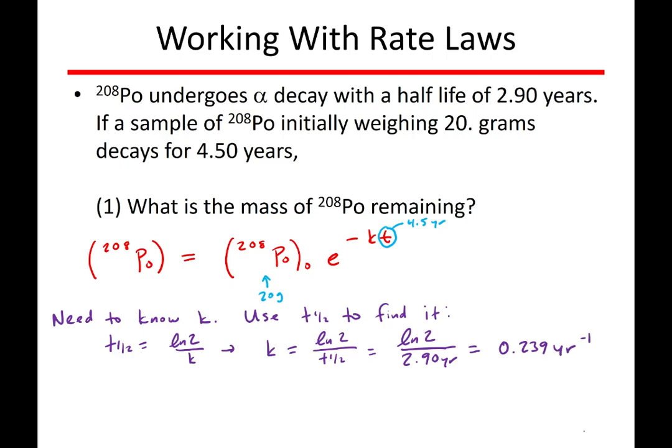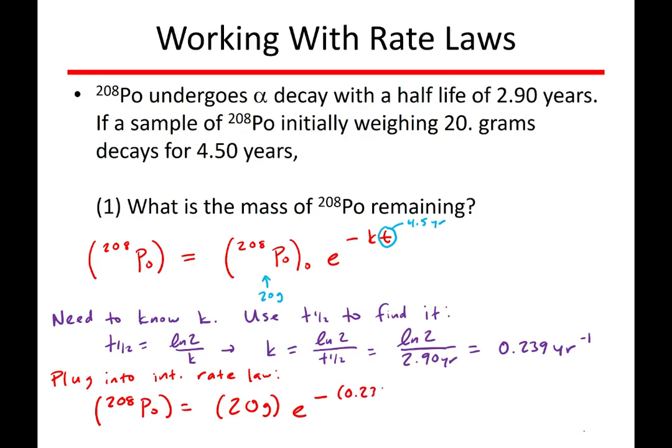Now we know everything that we need in order to get the answer to this problem. So now everything gets plugged into the rate law, and what we have is that the new amount of polonium-208 will be equal to the initial amount of polonium-208, which was 20 grams, times e to the minus k, which is 0.239 years to the minus 1, and then multiply that by the time, which is 4.5 years.